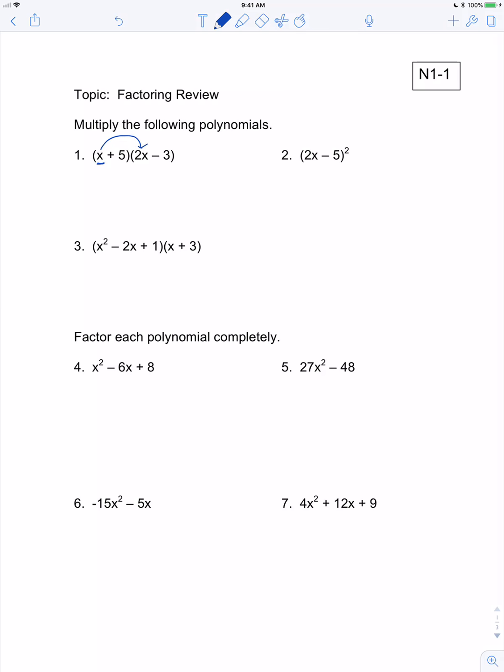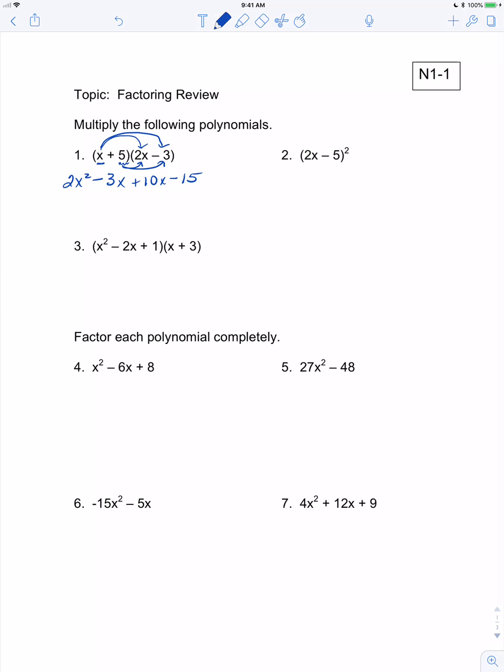So x times 2x is 2x squared. X times the negative 3 is negative 3x. Then now we're going to take the second term, the 5, and we're going to multiply it by every term in the second. So 5 times 2x is 10x, and 5 times the negative 3 is negative 15.